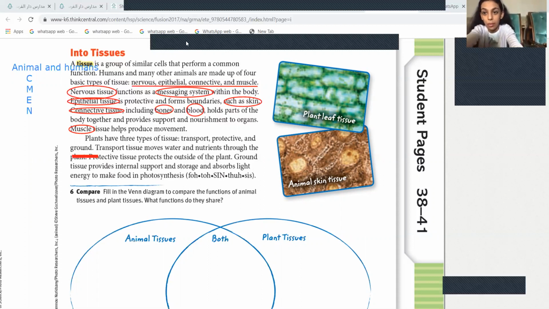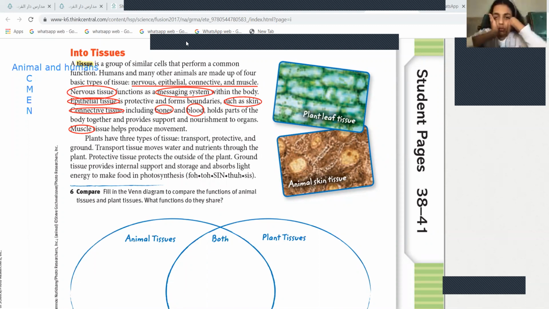Okay. I will repeat again if you don't get it. I want this to be perfect. This is very important for later on in the grades. Yes, Fatin? Miss, C is connective. Yes. M is muscle. Excellent. E is epithelium. N is nervous tissue. Excellent, my dear.